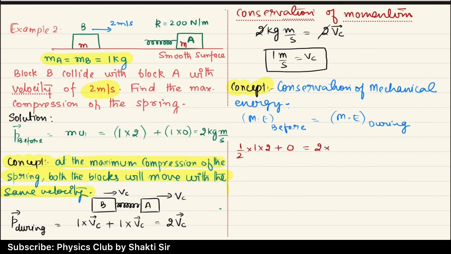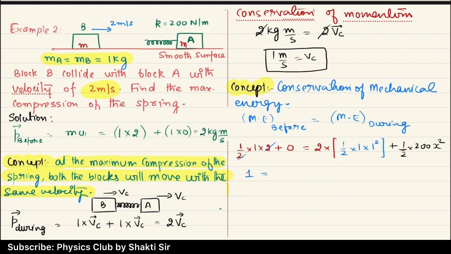This is the kinetic energy of the system during the collision, plus there is one more energy, that is the spring energy. We can write it as half k x square. We need to calculate this x value. What's the value of k? Let's put the value of k. So this is half, k is equal to 200, and x square. When we solve this equation, 2 cancel, so you will get 1. Here again 2 cancel, you will get 1, right?